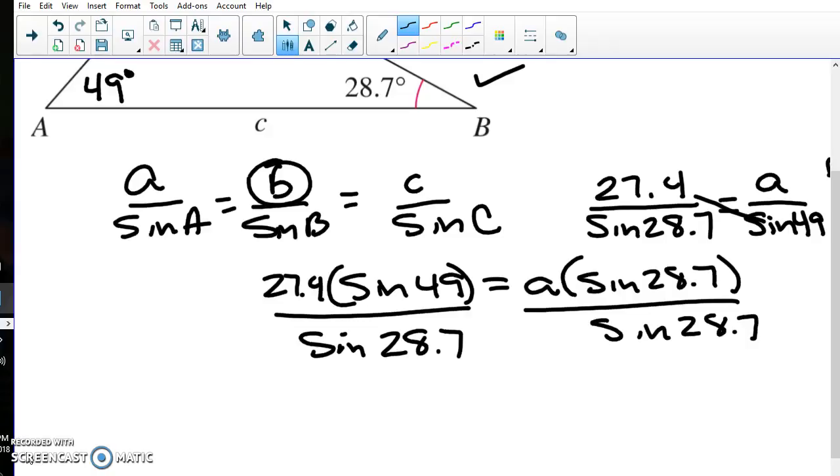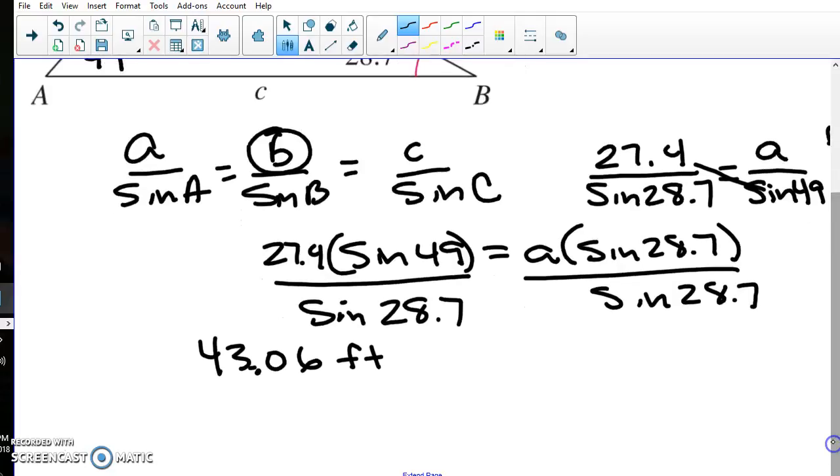One quick note after doing it incorrectly, make sure you set your mode. We are in degrees, not radians. You will not get the correct answer. So for side A, doing this calculation, you should have come up with 43.06 feet. That's a good one to make sure that you've got the calculator down. So let's go ahead and continue.